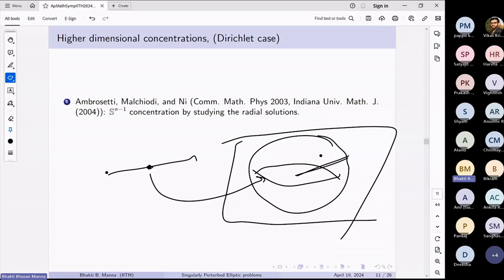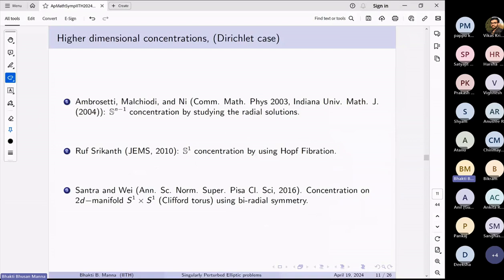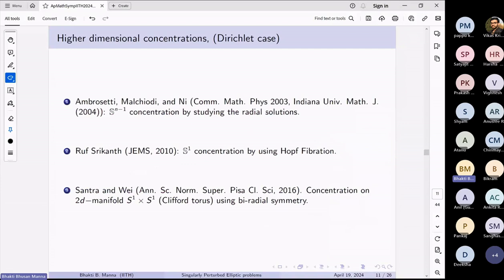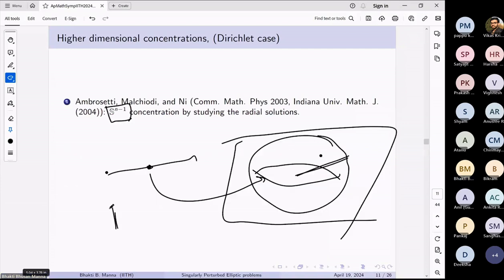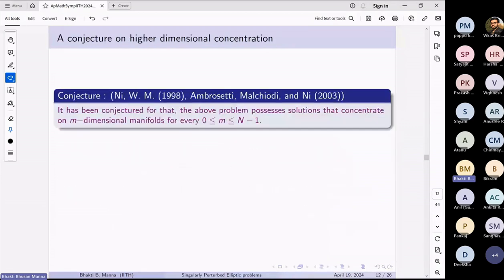And that's how, in this paper they were studying the radial solution, and the byproduct they got was an S^{n-1} concentrating solution for the same kind of equation. And in the same paper they conjectured that this is not only so: if we are in R^n, we get S^{n-1}, an (n-1)-dimensional concentration. They conjectured that in fact there are solutions which can concentrate on subsets of any dimension less than n-1.